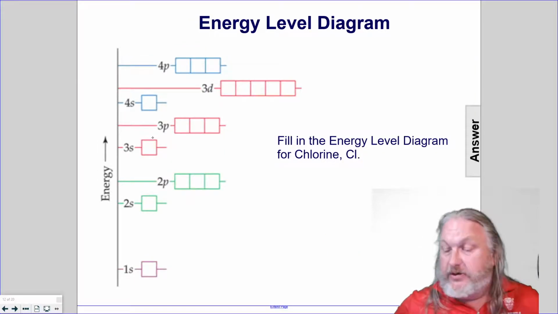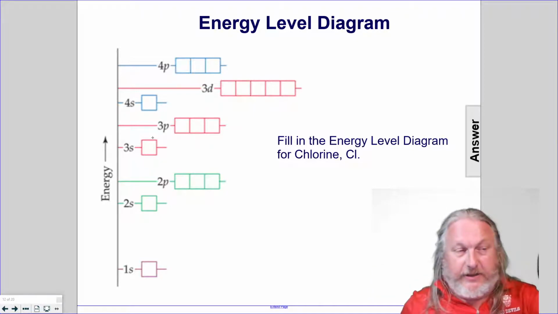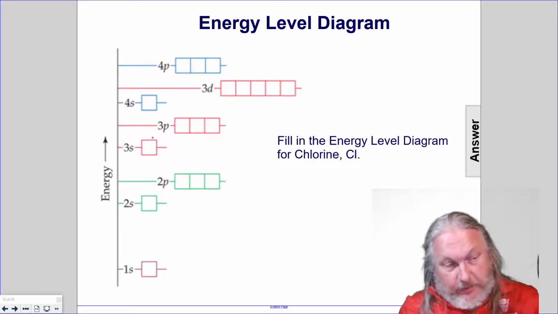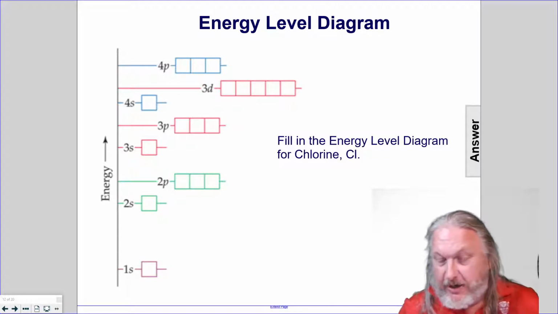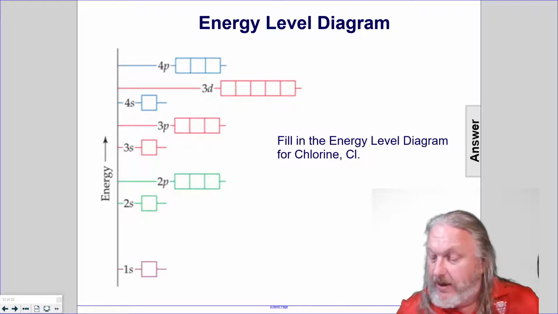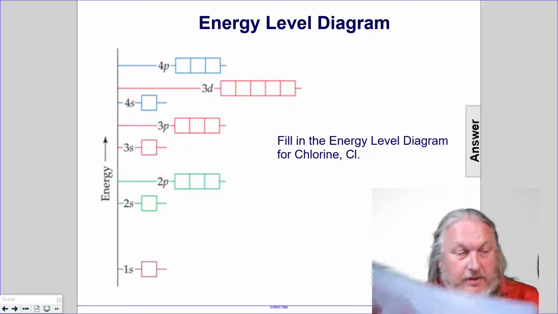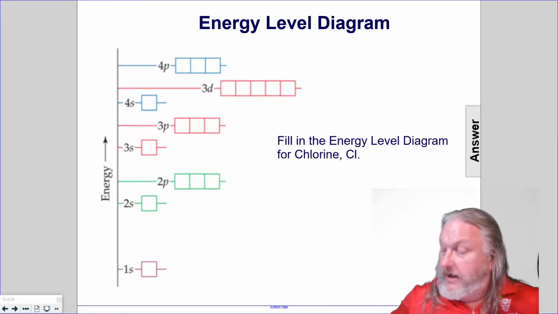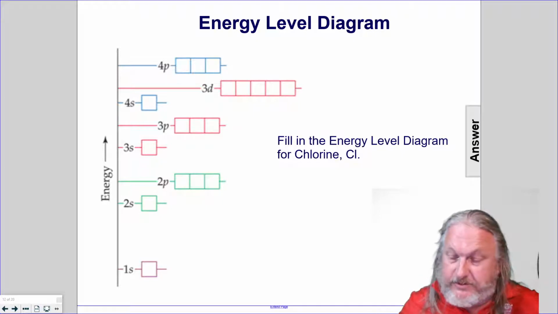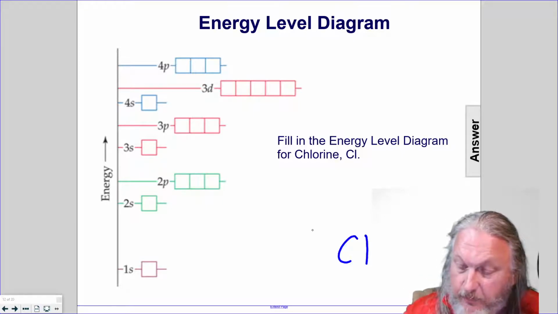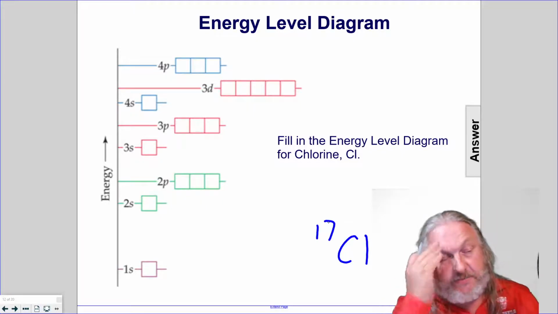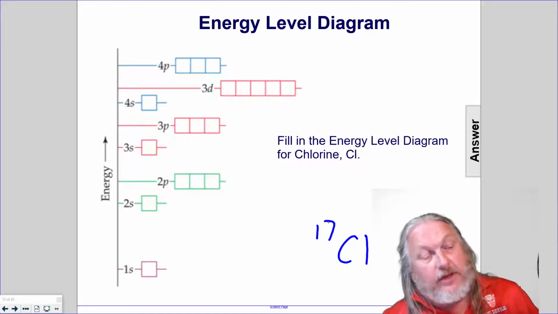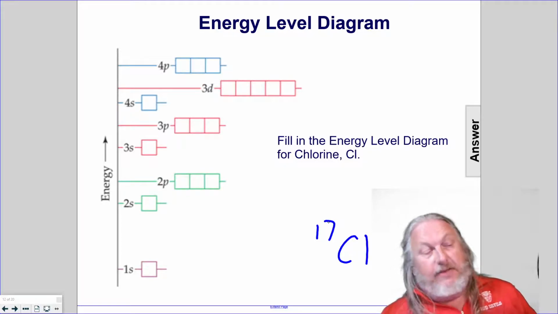Now it's asking me to do chlorine, so let's do chlorine. I'm going to let you take a break, and you're going to try it by yourself, then I'll come back and do it. Got my periodic table. Chlorine has atomic number 17. I'm going to write it right there so I don't forget it. I'll give you a moment, pause your video, you try to draw this diagram, and then I'll do it.